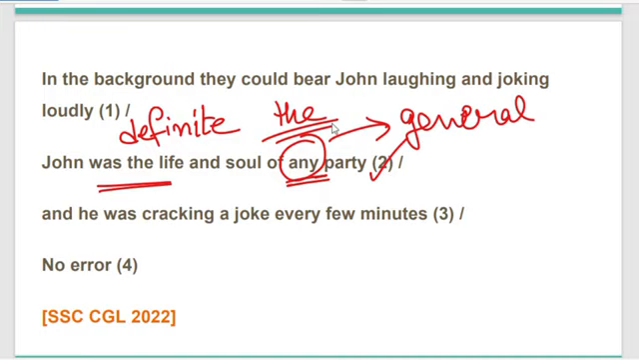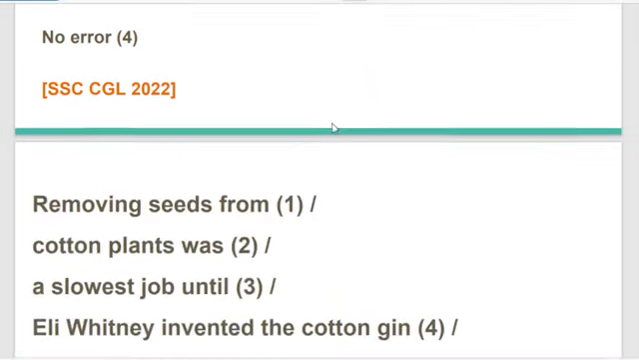Here we are talking about a particular person in the particular party. I hope it's clear and easy. Moving to the next question.